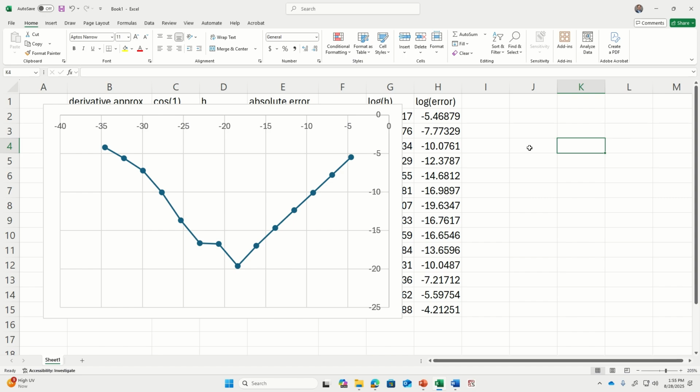And then in the vertical direction, we have the absolute error, or I should say the logarithm of the absolute error. So when we have the step size of 0.01, that's this point farthest on the right. And then 0.001, and then 0.0001, and 0.00001, and so on. And it decreases the error in my approximation to a point, right? And then when I continue to make the step size smaller, the error starts to increase again. It's kind of weird.